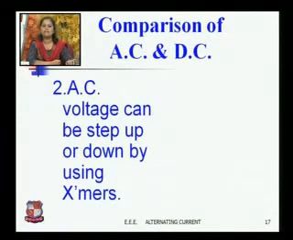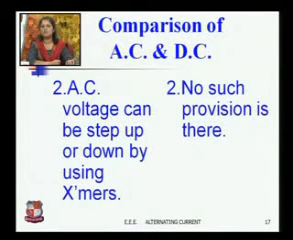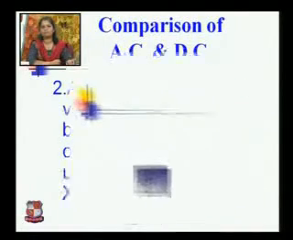But the condition is that transformers work only with an alternating quantity. If you give a DC supply to a transformer, then it will not work. So no such provision is available for a DC supply. This is one of the disadvantages, or you can say the demerits, of DC, that you cannot use a transformer for a DC supply. So you cannot change the voltage level in a DC supply.